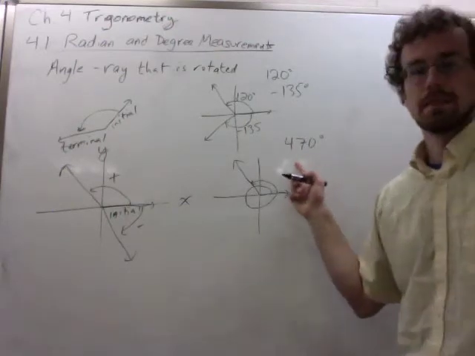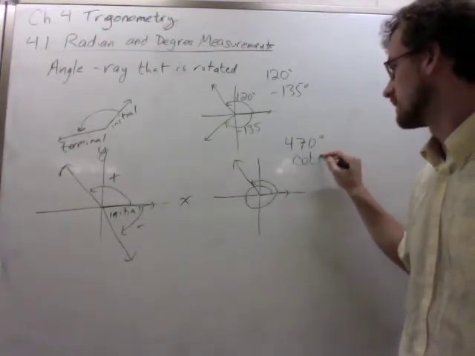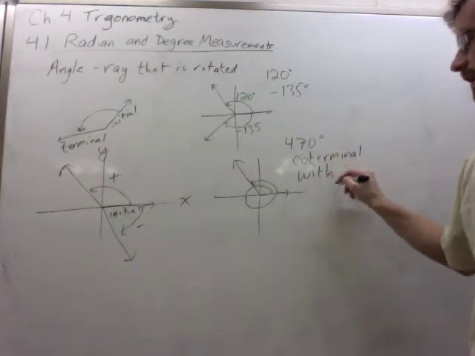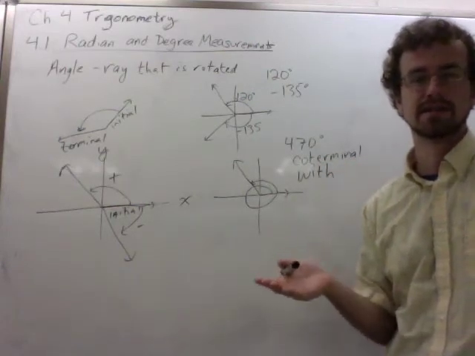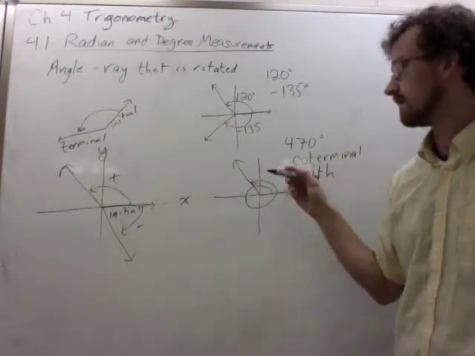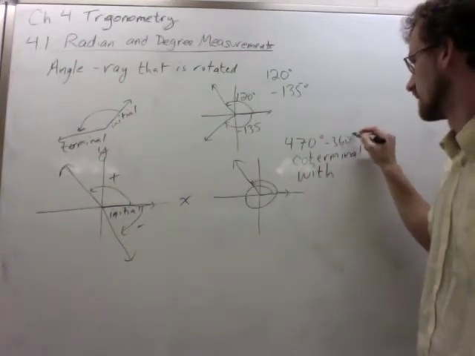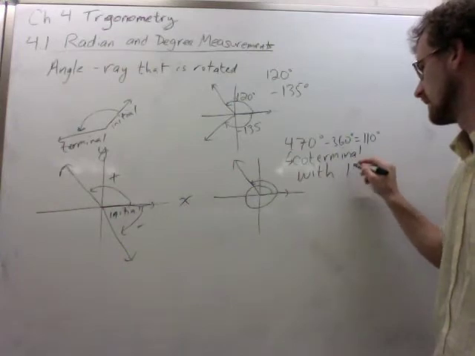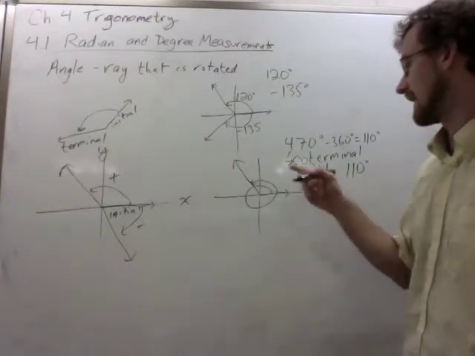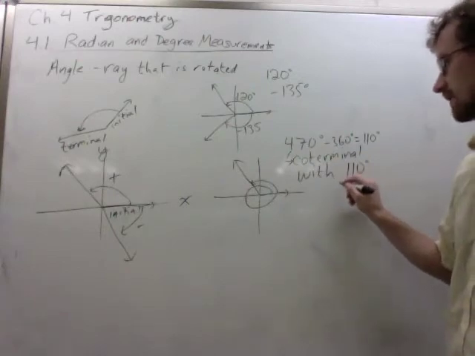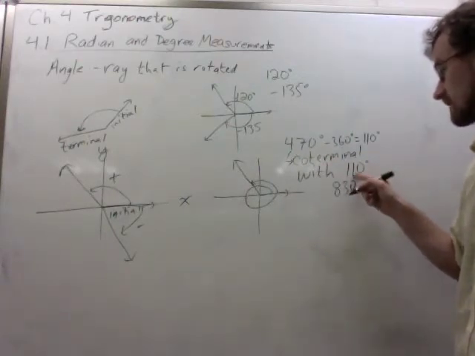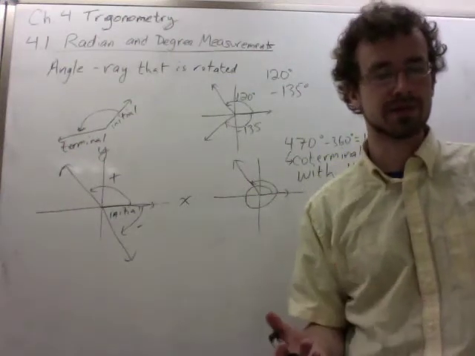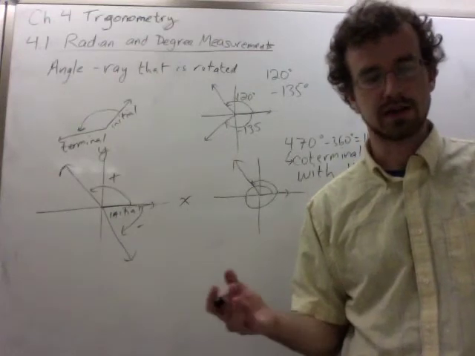Now, this angle is said to be coterminal with another angle, and that is the angle that starts and ends at the same place. Well, 470 minus 360 is 110. So the 470 degree angle is coterminal with a 110 degree angle. We could also add 360. It's also coterminal with an 830 degree angle. We could subtract another 360. It's coterminal with a minus 250 degree angle. So we can keep adding or subtracting multiples of 360 to get angles that are coterminal with one another.